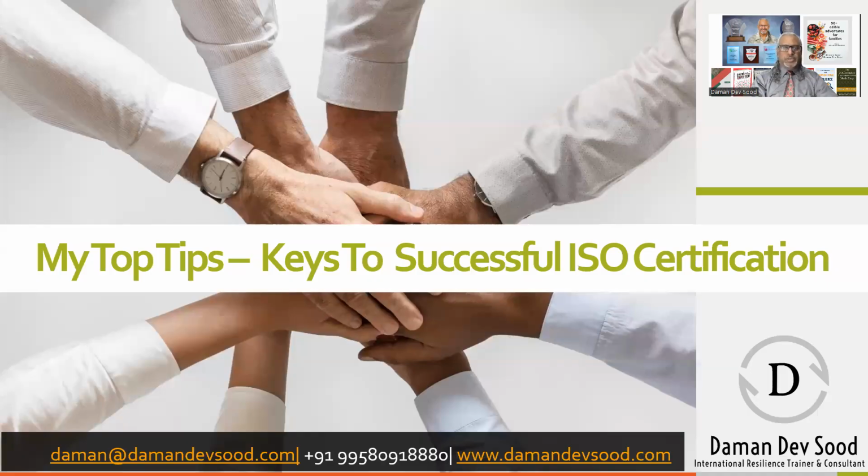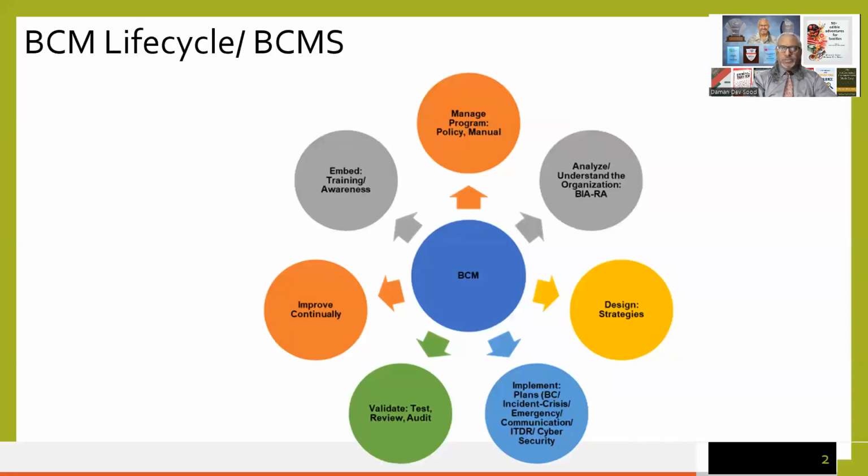Discussions today are going to be about the certification process to an ISO standard. So my top tips on successful ISO certification. To start with, I would like to discuss quickly this BCM life cycle, which is now being called BCMS, Business Continuity Management System, in BCI's GPG 7.